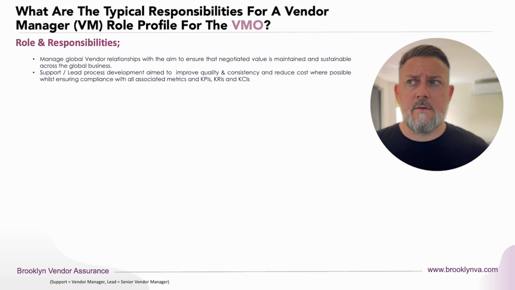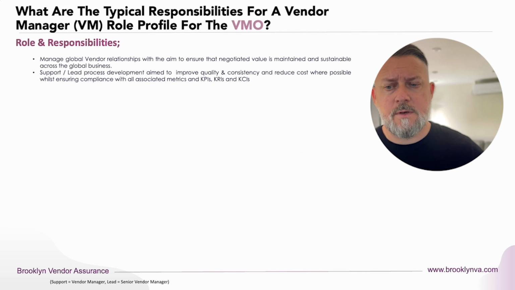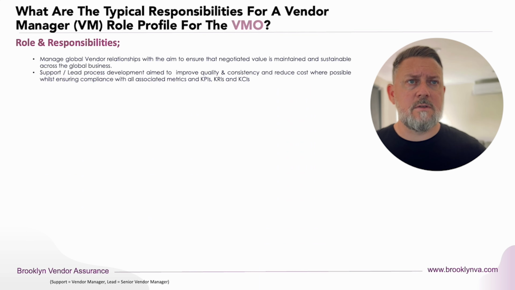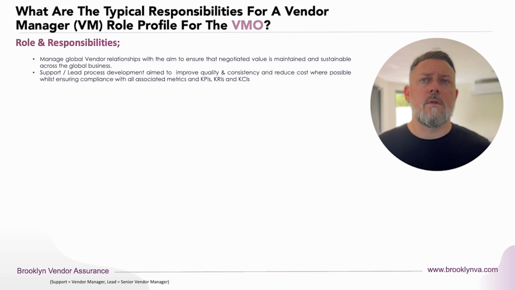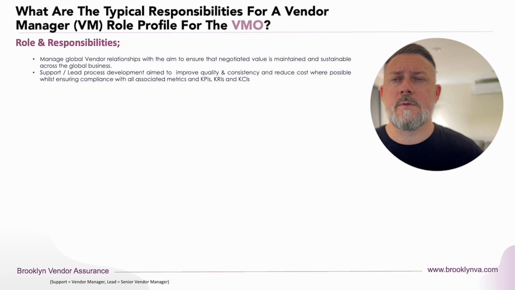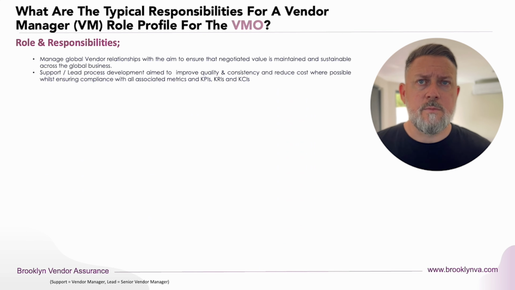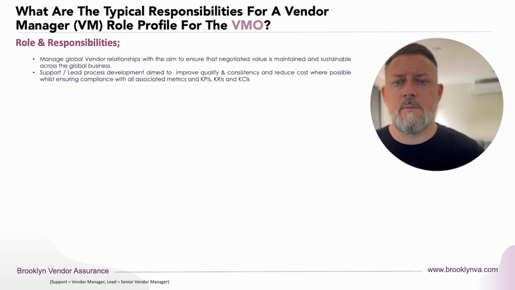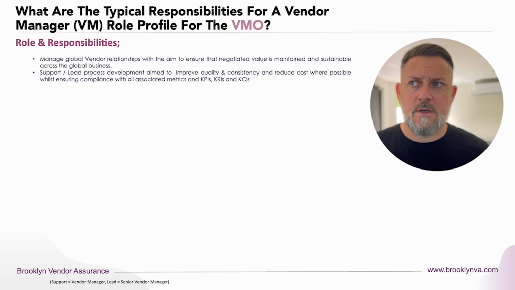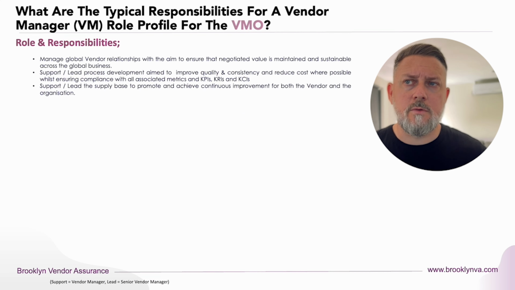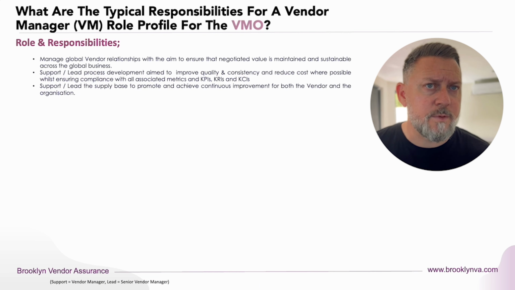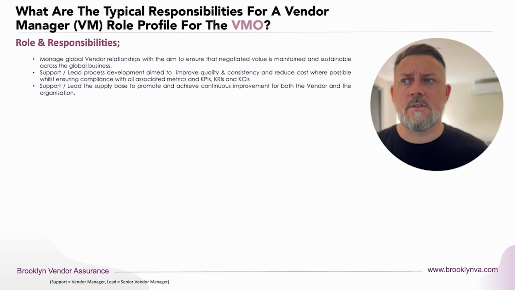Look at where they can, of course, lead process development aimed at quality and consistency and reduce costs where possible. So looking at what are the processes needed from a vendor management perspective, and look at improving the quality and the consistencies of them, and then measuring them with KPIs, KRIs and KCIs, as I mentioned earlier. Look at the supply base to promote and achieve continuous improvement. So I mentioned that again, making sure those processes are being continually improved.